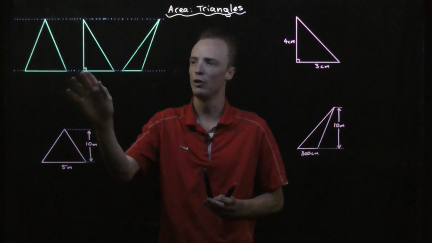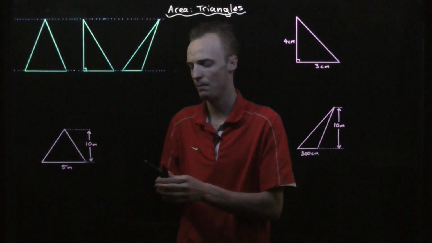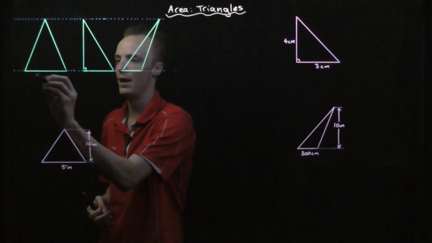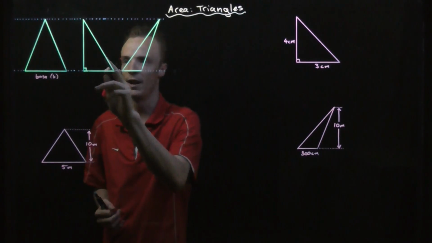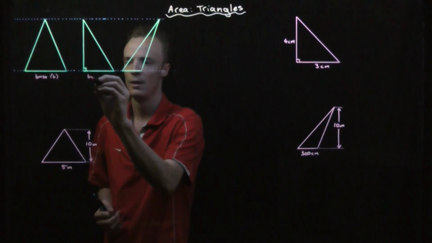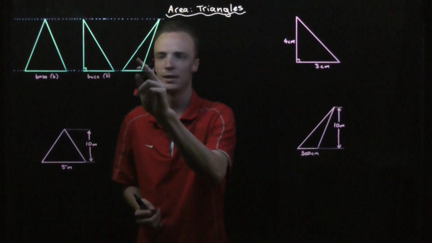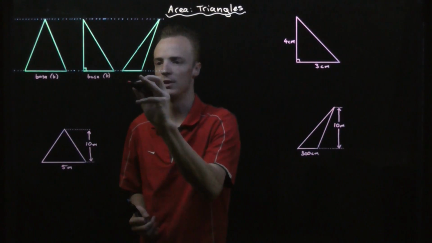Now, the base of each triangle that I've drawn here is currently at the bottom, and we call this the base, with the letter B. So the base of the right angle triangle here is this one. And the base of the scalene triangle we got here is this one just down here.